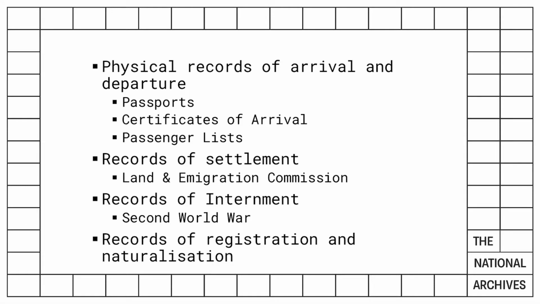When discussing migration records, it's really important to appreciate the language used at the time. The term alien may seem very archaic and odd in 21st century usage, but it was a term in commonplace use in the 20th century, so much so that an alien's office was in operation by the UK government up until 1971.